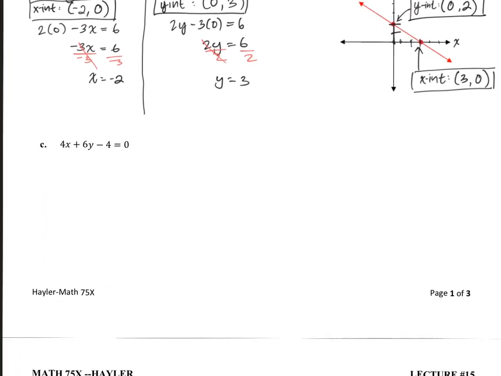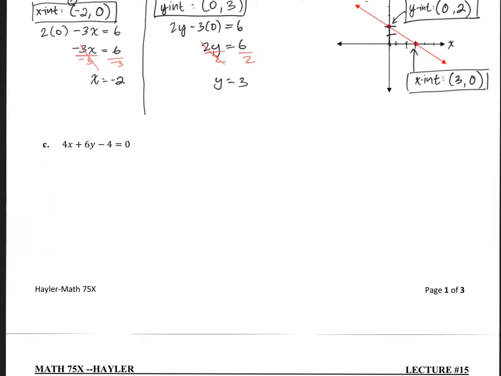And let's do the last one here with C. So once again, finding x and y intercepts. Go ahead, pause the video, and check back in with me in a second. Alright, so for the x-intercept, we always set y to 0. So I'm going to set that up there. And then let's solve that. So 4x plus 6 times my y value, which I'm going to input as 0. Remember, we're using this equation. Minus 4 equals 0. Well, that's 4x minus 4 equals 0.